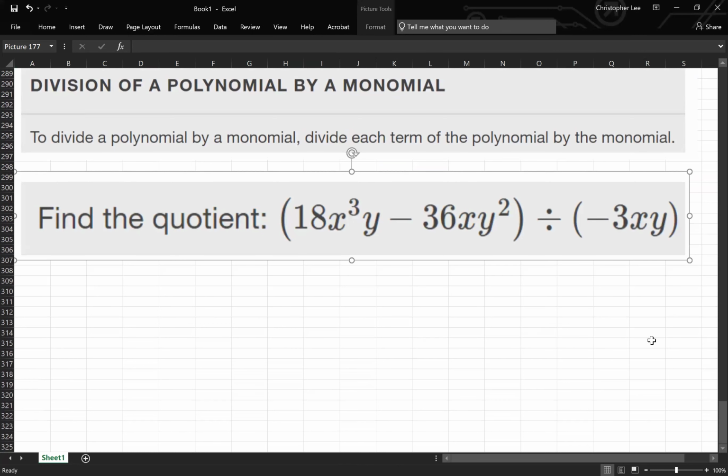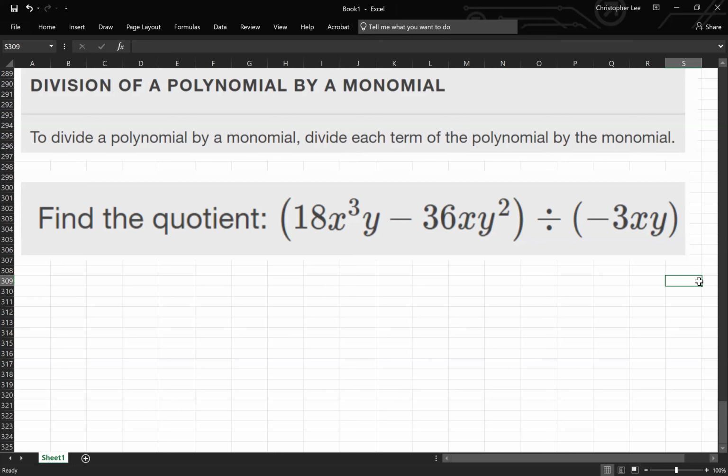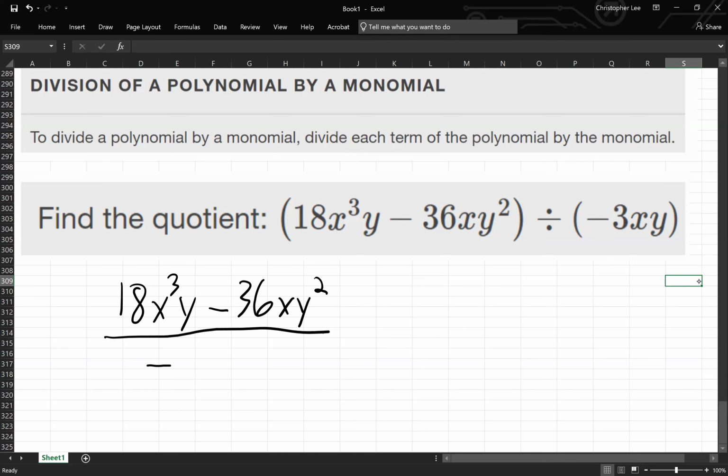So let's say I want to find a quotient of this: 18x cubed y minus 36xy squared divided by -3xy. First thing you do, rewrite this. It's going to become what? 18x cubed y minus 36xy squared divided by -3xy. So what you're going to do is you're going to put the denominator underneath each term in the numerator.